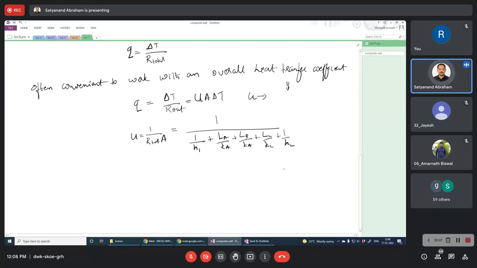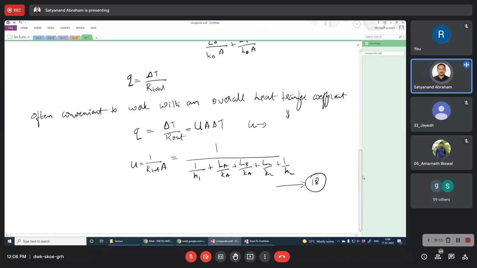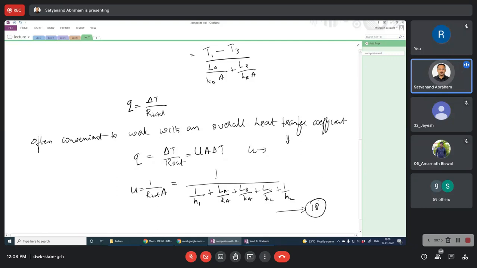Okay, so we can actually write this equation as 80. That's how we are writing it. What you have to do is calculate the overall heat transfer coefficient, and then you can find the heat flux directly. Just for convenience we are talking about this; there is no other particular physical significance.